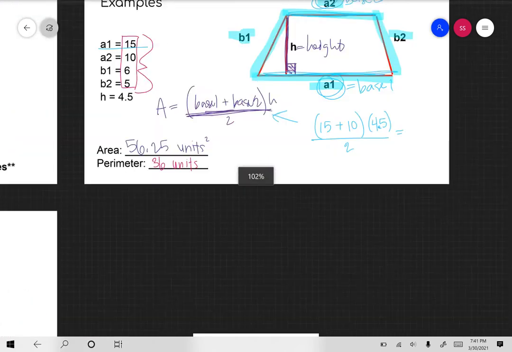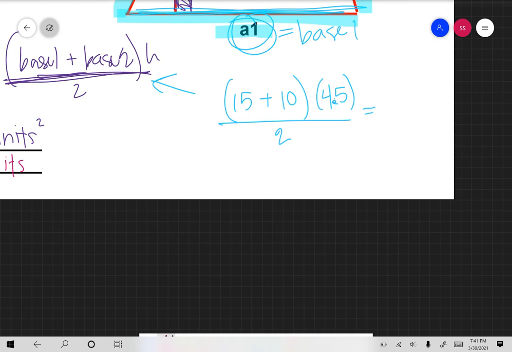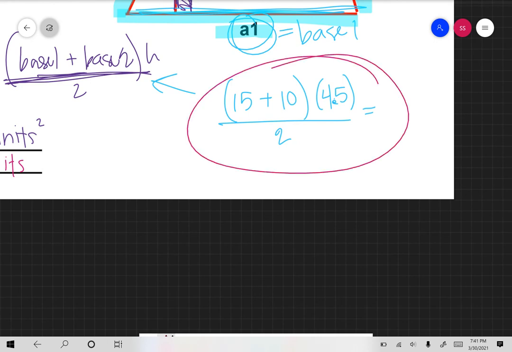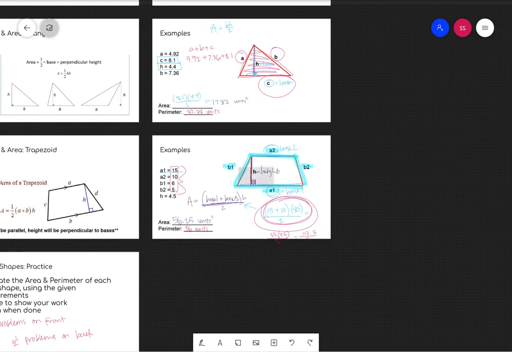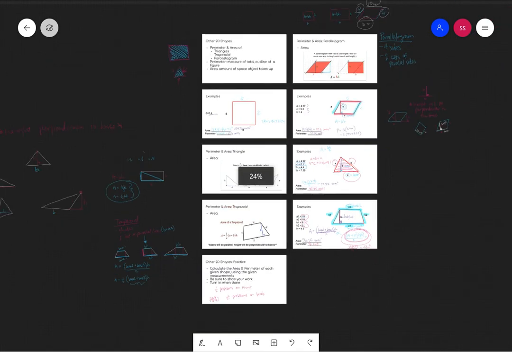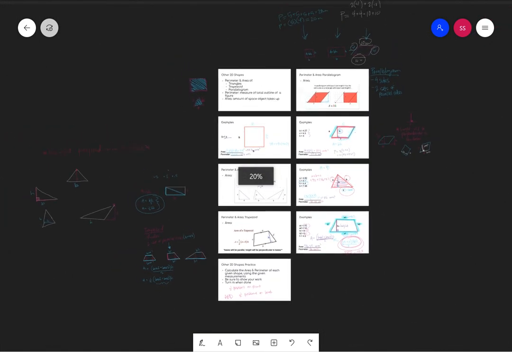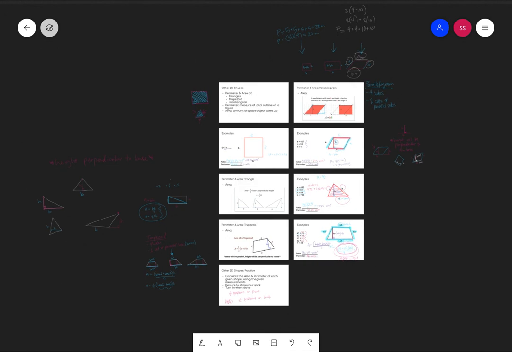By show your work, I simply mean you can write out the formula. You don't have to write out step by step, so you wouldn't have to write like 25 times 4.5 divided by 2 next, and then we would have 112.5 divided by 2, blah, blah, blah. You can just write this formula. So basically, you're just writing down what you're putting into your calculator. Okay, when you're done, turn it in. And if you have any questions, as always, please ask.